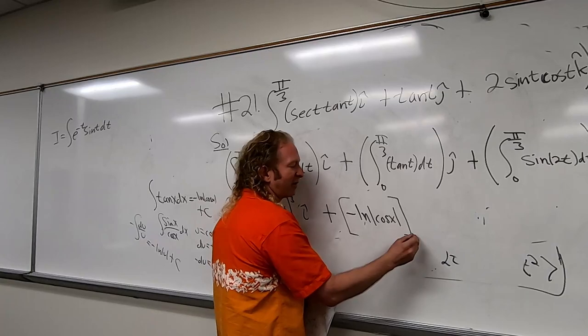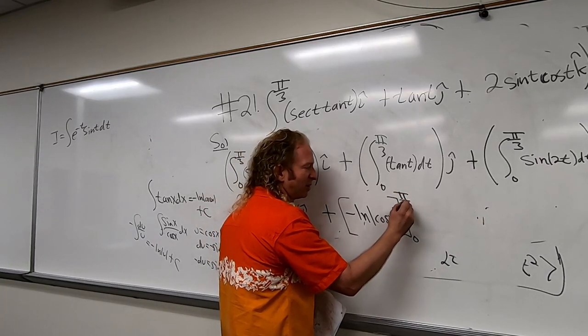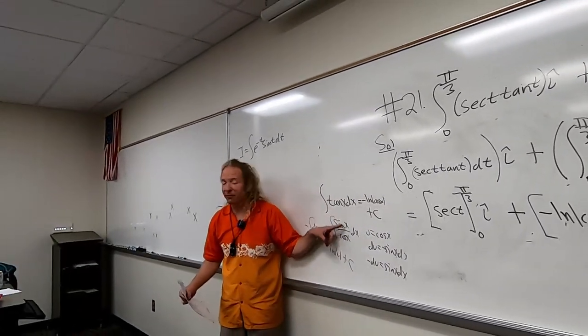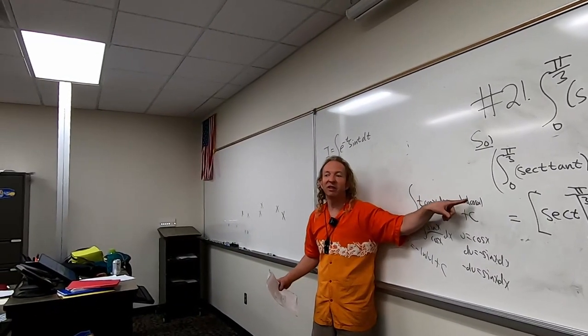I don't actually work it out every time in my head. I just work out parts of it. So like if it was cotangent, it's cosine over sine. So if it's cotangent, it'll be ln sine.